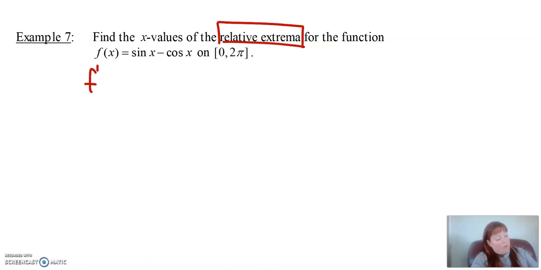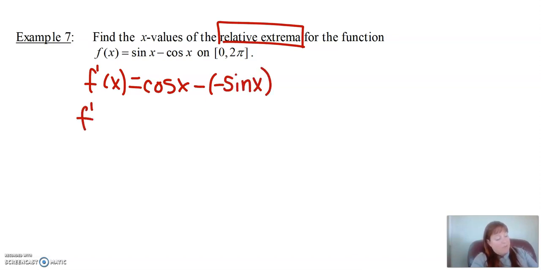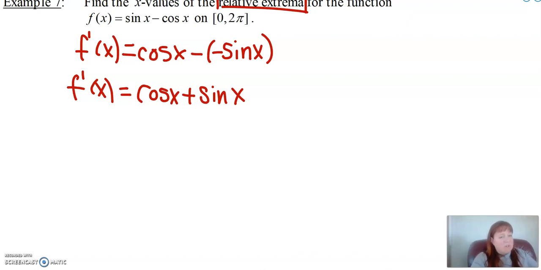Okay, so f prime of x is, what's the derivative of sine? Well, it's cosine. And what's the derivative of cosine? Well, it's negative sine. Okay, so we're subtracting that, so we get f prime of x equals cosine of x plus sine of x. Okay, and now we're looking for where this is equal to 0. Unfortunately, this one doesn't factor or anything really pretty like that, so we can't just factor it and set each factor equal to 0.